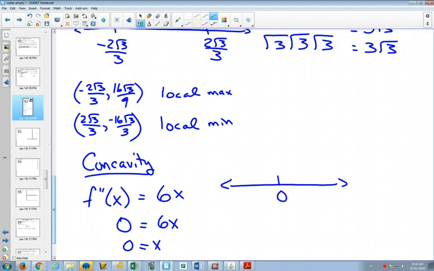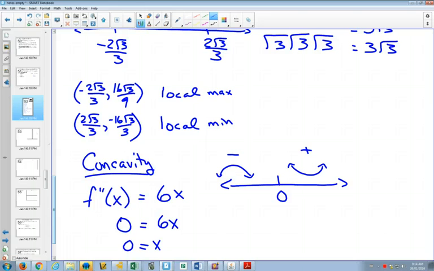And so when I do my number line with my inflection point and check a value before 0 and after 0, I see that this one's going to be negative, this one's going to be positive. So here we got concave down, and here we got concave up.